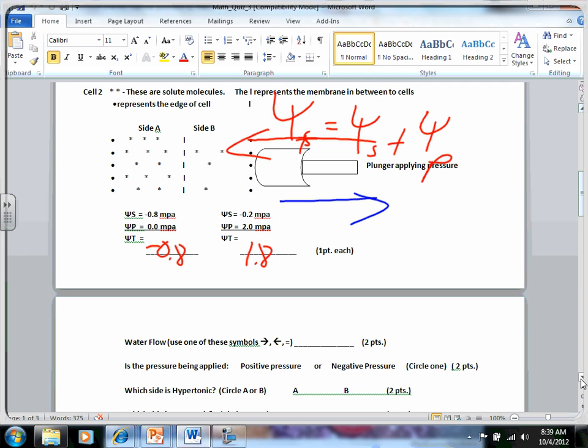So which way is the water going to move? High to low. So the water is going to move that way, B to A. It doesn't ask us about the solute here. We have positive pressure. Which side's hypertonic? A. B is hypotonic. Makes sense?